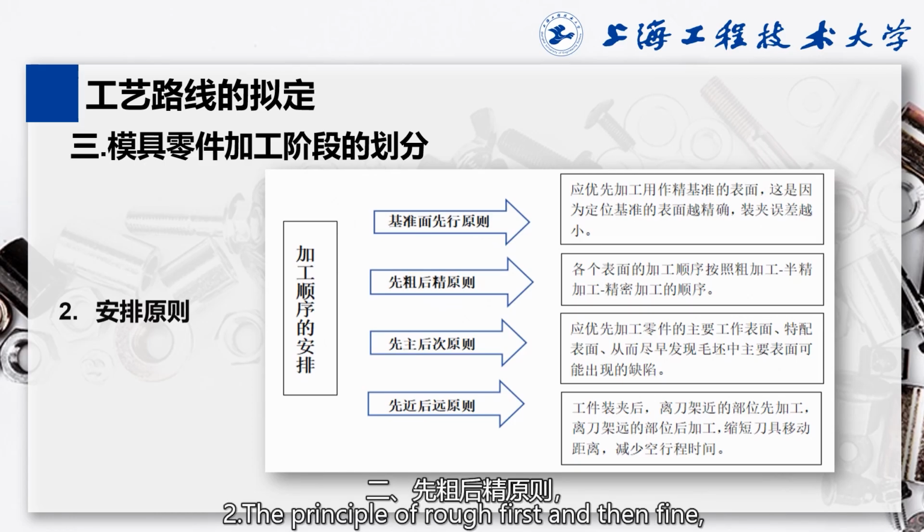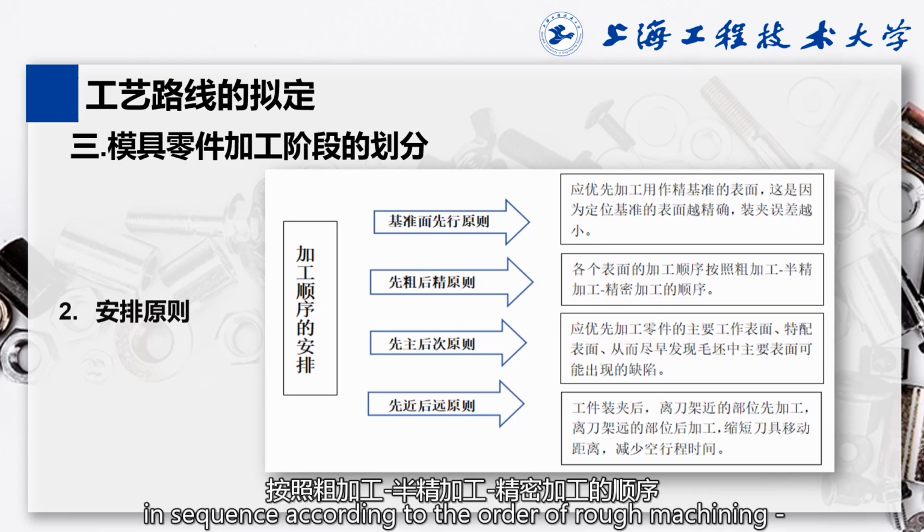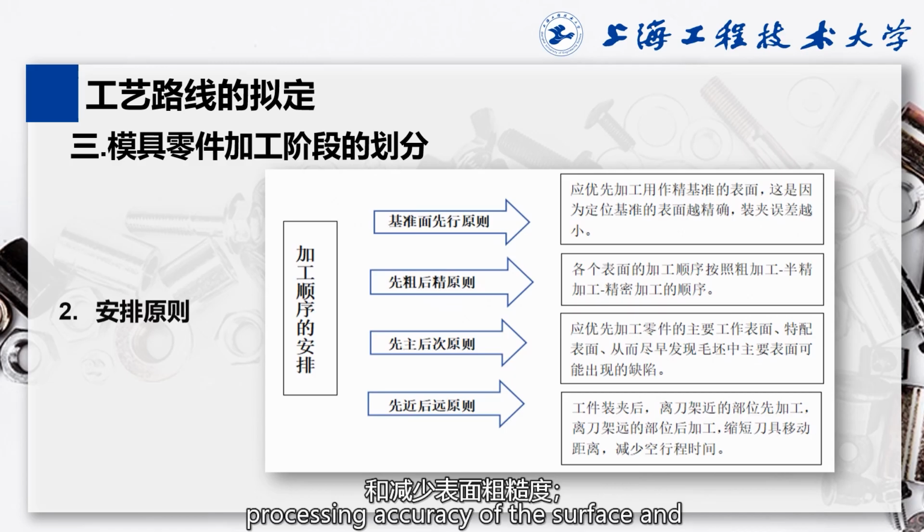Second, the principle of rough first and then fine. The processing sequence of each surface is carried out in sequence according to the order of rough machining, semi-finishing, precision machining to gradually improve the processing accuracy of the surface and reduce the surface roughness.